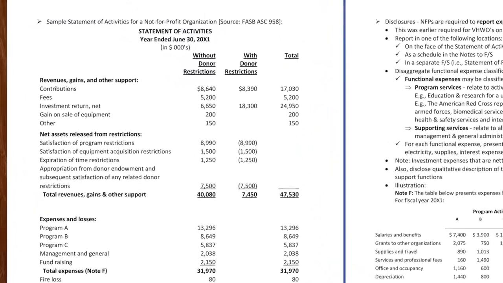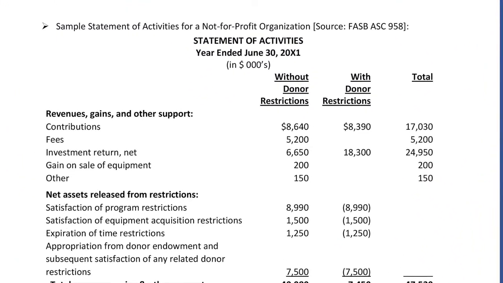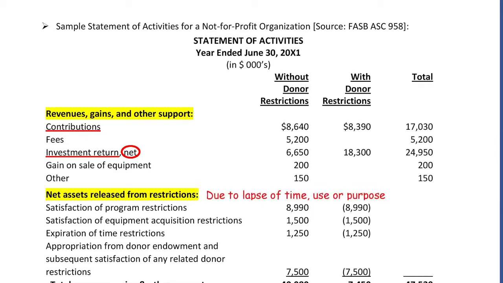On page 48, we've got a sample statement of activities where the top line, of course, is revenues, gains, and other support. Revenue from contributions and investment return, which as we know are reported net. The next section is net assets released from restrictions. And this could happen due to lapse of time, use, or purpose.